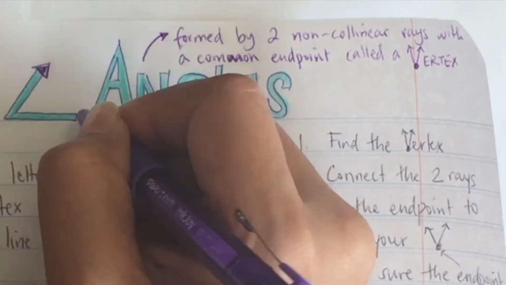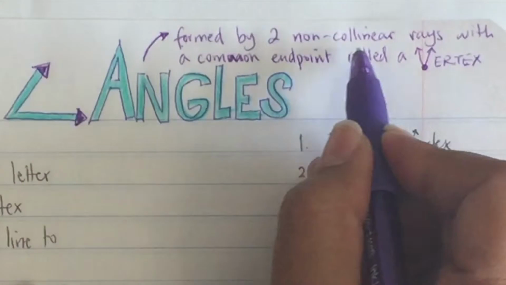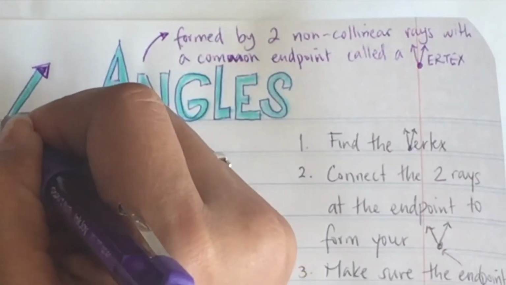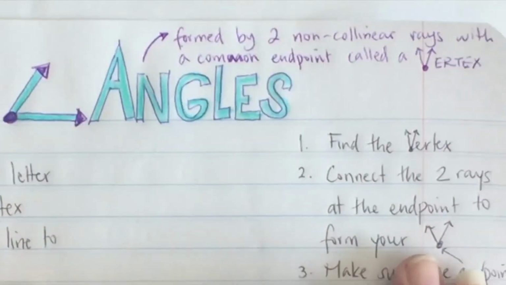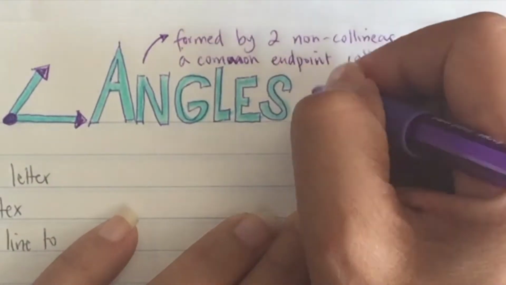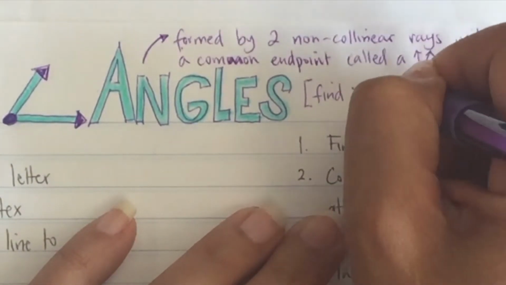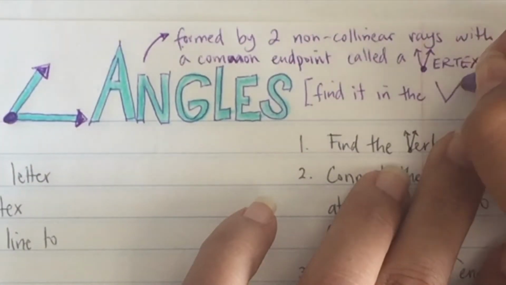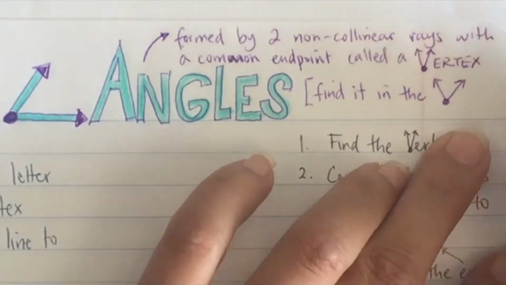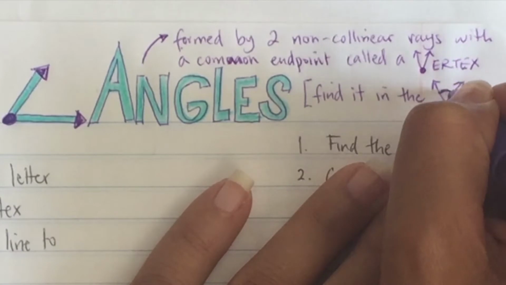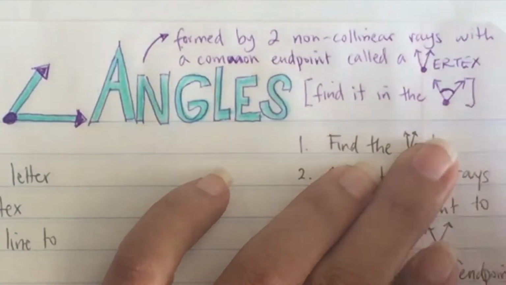Alright, so this is the notation for angles. It's like a sideways V. And the vertex is that point right there, where those two rays meet. So what we're going to say is you're going to find the angle in the V. Right there in the V, that's where the angle is.